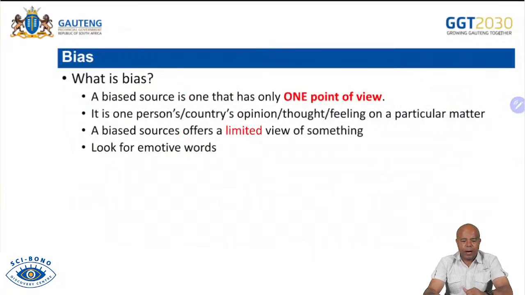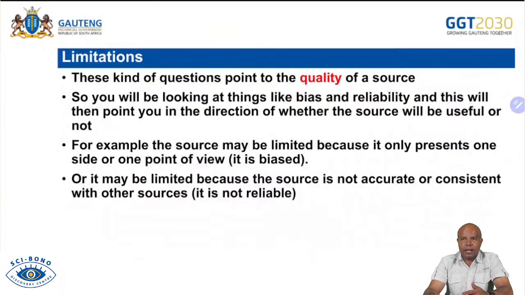Now let's go over to bias. What is bias? A biased source is one that has only one point of view. It is one person's or country's opinion, thought, feeling on a particular matter. A biased source offers a limited view of something, so we need to look for the motive of those particular words.